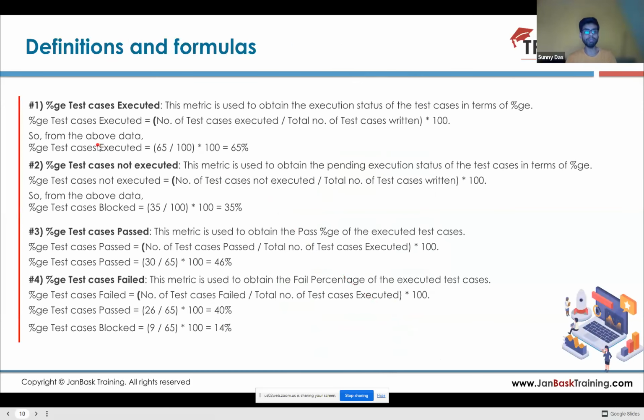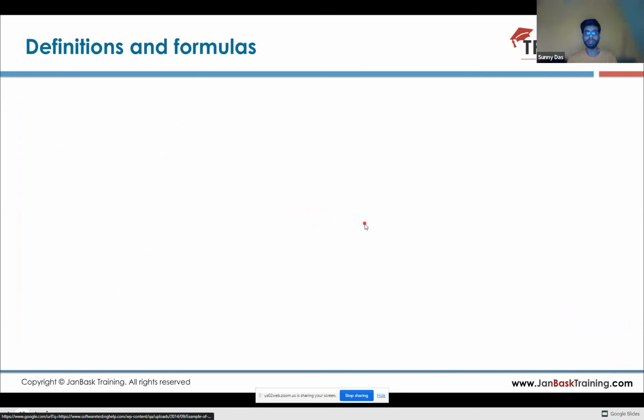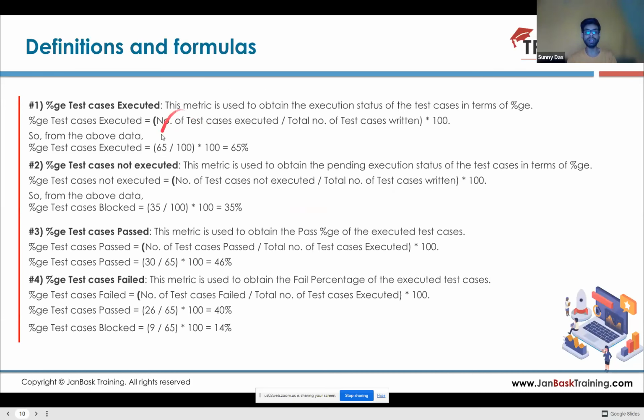The first one is percentage of test cases executed. The formula is very simple: number of test cases executed divided by total number of test cases written, into 100. You have 100 test cases here, and you have executed 65 test cases. So 65 divided by 100 into 100 gives you the percentage. 65% of test cases are executed.